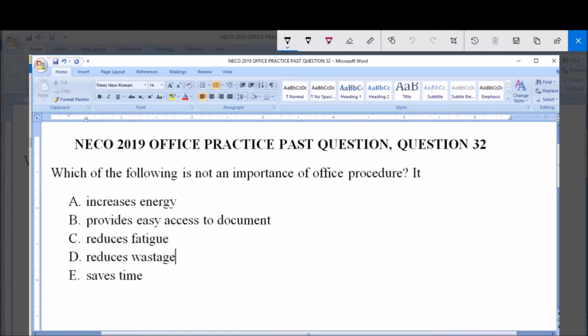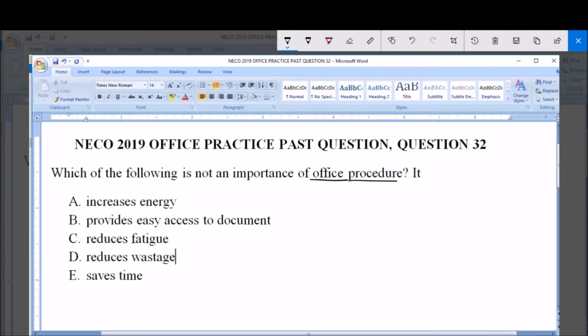I will be answering NECO 2019 Office Practice Past Question 32. Which of the following is not an importance of office procedure? A. Increases energy. B. Provides easy access to documents. C. Reduces fatigue. D. Reduces wastage. And E. Saves time. So we are asked for the importance of office procedure.